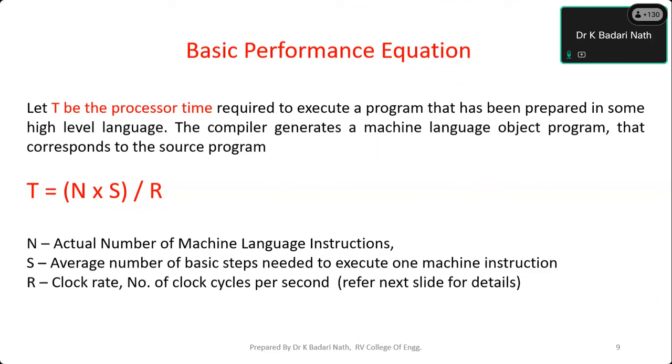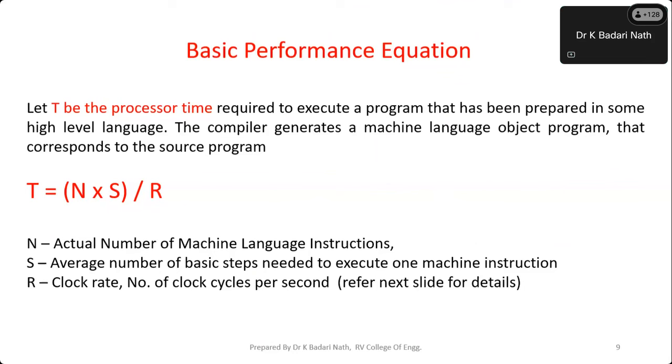So we list all the instructions provided for a particular processor, note down the number of clock cycles required for every instruction, add them, and divide by the number of instructions. I get the average number of basic steps or clock cycles needed to execute one machine instruction. A basic step is the amount of work I can complete in one clock cycle. So S means the average number of clock cycles required per instruction for a given processor. Some instructions may have 4, some 10, but we average it out, say 6.